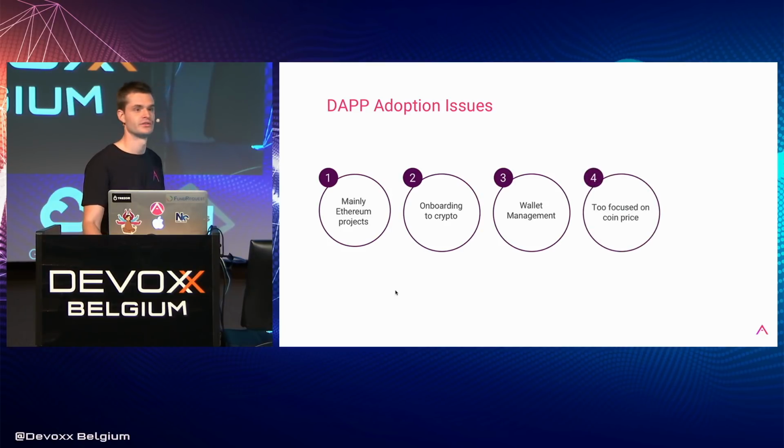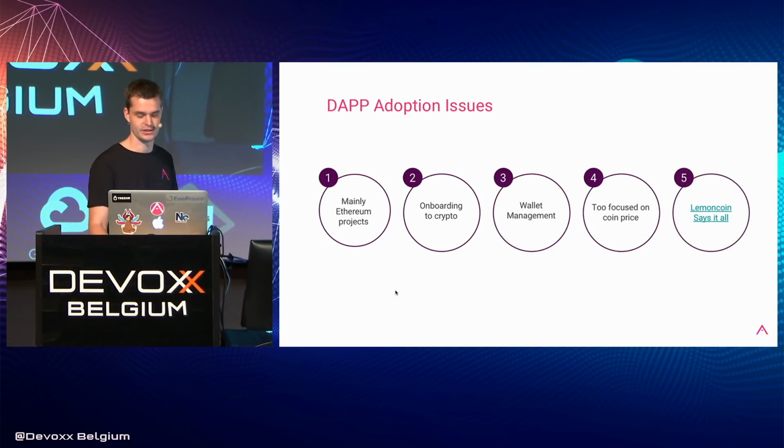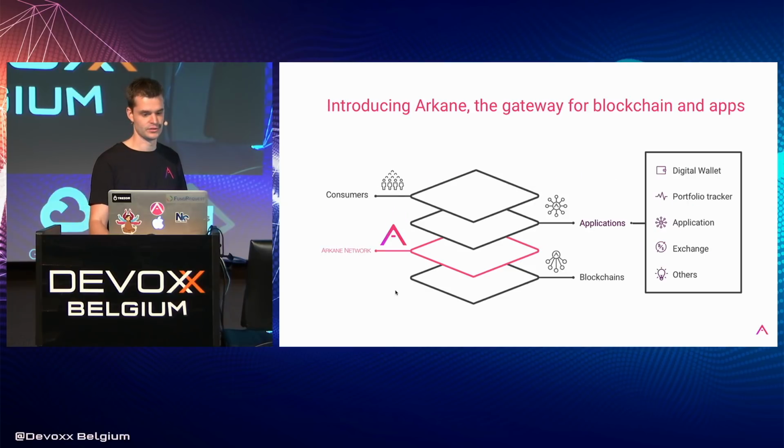Currently, there's a lot of focus on the coin price, so speculation. And yeah, Lemon Coin actually states it quite well. So we had the same issues in FundRequest, and we were thinking about a solution, how we could fix it. And we came up with a solution, but then suddenly we thought, okay, actually this solution can be used by other decentralized applications as well. So we are introducing Arcane.